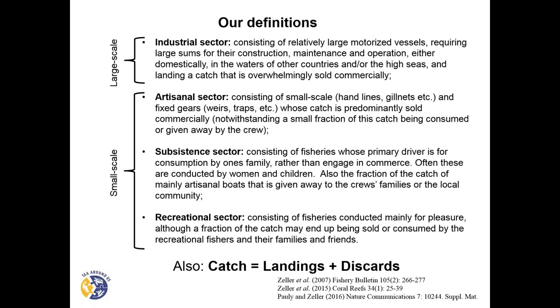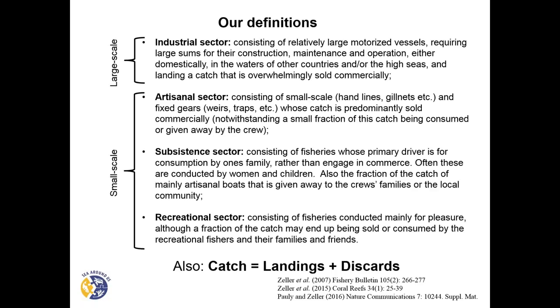As I already indicated, we separate all catch data into fishing sector, which is something that the global database and many national databases do not do. And we basically differentiate between large scale and small scale sectors. The large scale we call industrial, the small scale can either be artisanal, which is small-scale commercial, or there can be subsistence, which is small-scale non-commercial, or recreational, which is for pleasure. We do not use a global standardized definition, despite the fact that we try to summarize it broadly here, but instead we use national or local definitions or a regional equivalent.